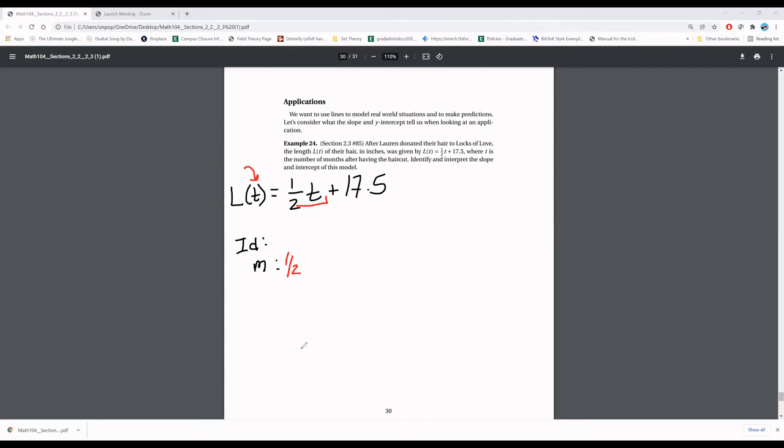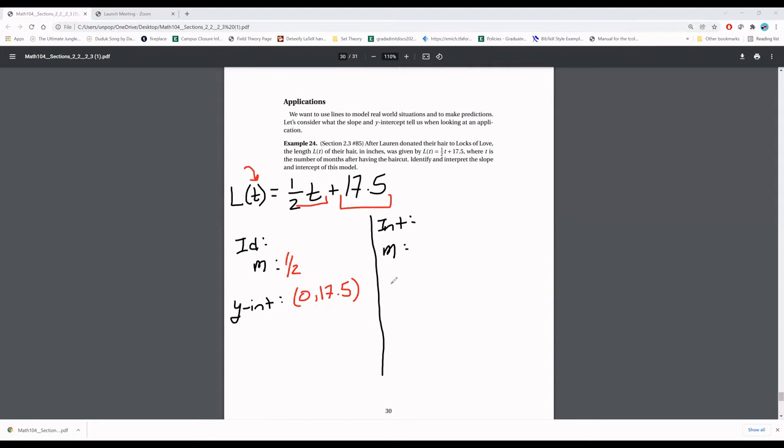I want to find the y-intercept as well. It's always a point. It's the point where the independent variable is 0. So if t is 0 in this case, what do I get? Just this 17.5. So step 1, identify, check. Step 2, interpret. Well, that takes a little more effort. The slope is a rate of change. So we want to interpret the slope as a rate of change.